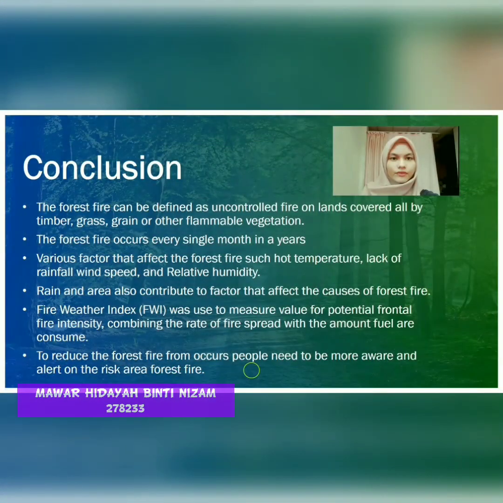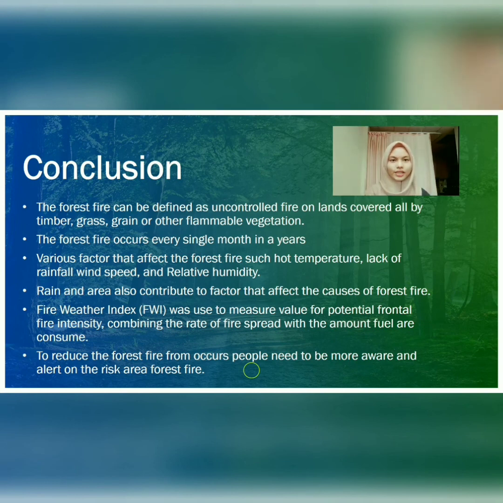The forest fire can be defined as uncontrolled fire on lands that are covered by timber, grass, and other flammable vegetation. We can tell that forest fire will occur every month in a year. In this study, we can conclude that there are various factors that can affect the forest fire, such as hot temperature, wind speed, a lack of rainfall, and relative humidity.